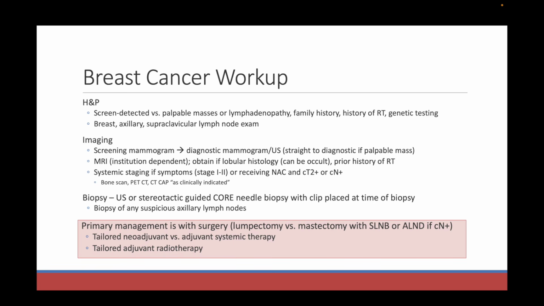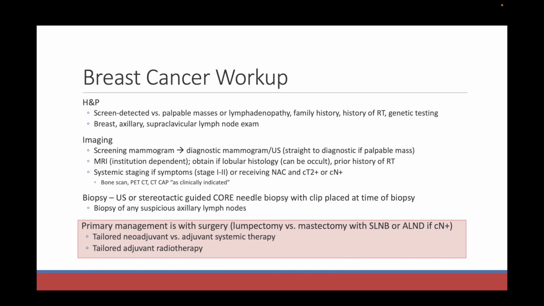The systemic staging guidelines for breast cancer often just say "as clinically indicated," which I think is kind of confusing. But basically, any patients that have symptoms like bone pain, headache, anything that you're worried about, that should prompt imaging. So bone scan, PET CT, or CT chest, abdomen, pelvis, and quote unquote, this should be done as clinically indicated.